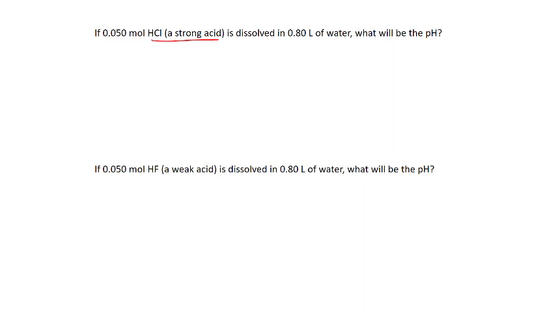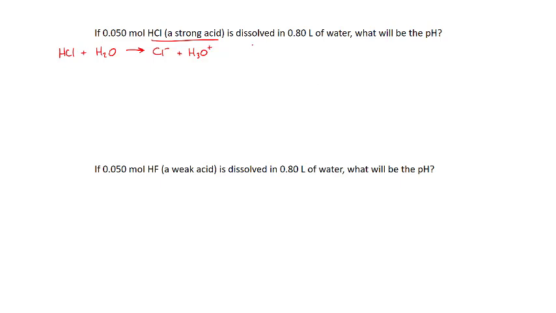Let's take the case of a strong acid. We're going to dissolve HCl in water. And because it's a strong acid, the reaction is considered irreversible. It's going to go to completion. So what's going to happen is we'll end up with chloride ions and H3O+.